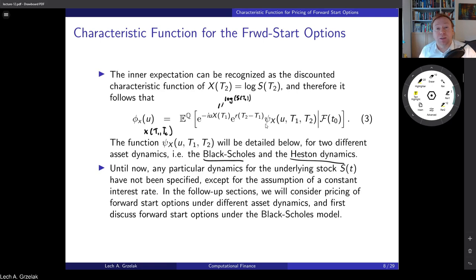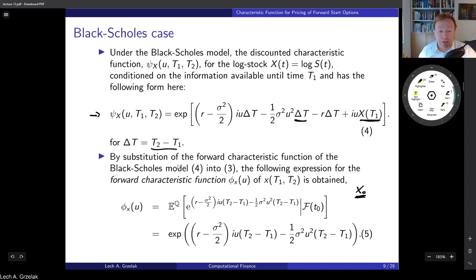But for the one-dimensional case, like Black-Scholes, the forward starting characteristic function is actually simpler than the discounted characteristic function because it does not involve the stochastic part. So this X part is simply gone. Then everything is constant and can be taken outside the expectation. And this is the expression for the forward start characteristic function.